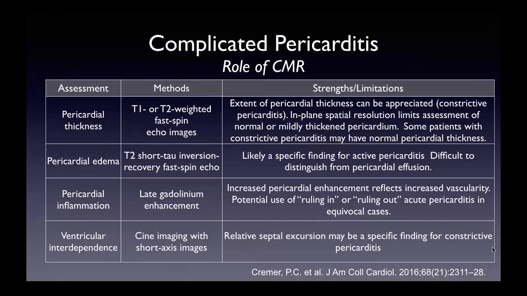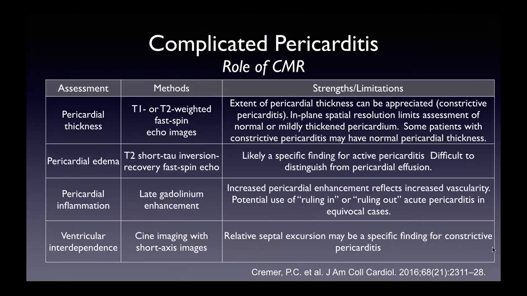If you really want to get the best resolution for pericardial thickness, it's really gated cardiac CT. Now, some patients will have constrictive pericarditis with normal pericardial thickness, at least from the Mayo Clinic series, but it really is quite rare that you can have constrictive pericarditis per se with a normal pericardial thickness.